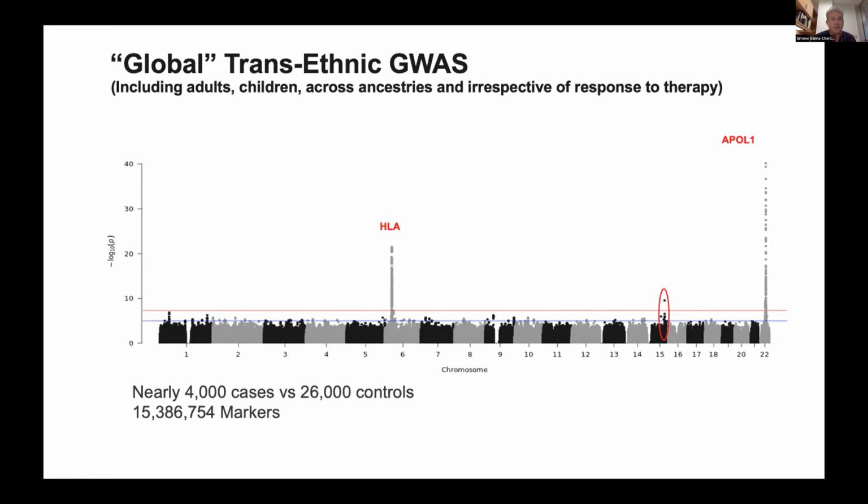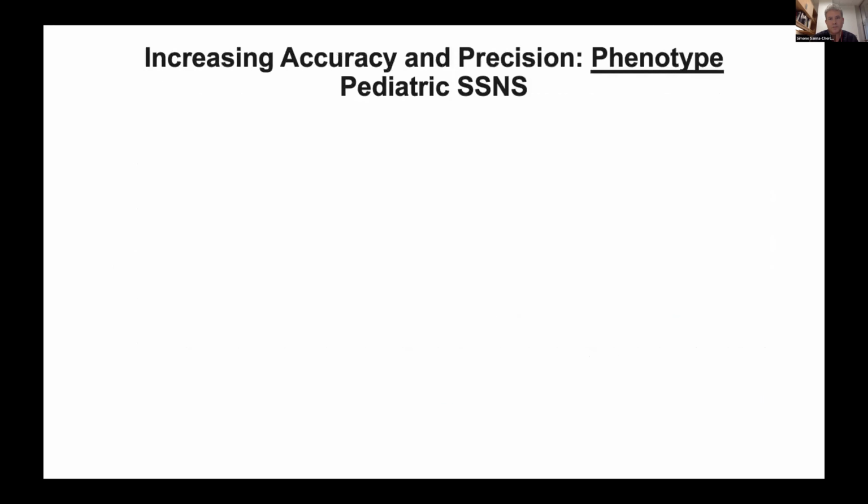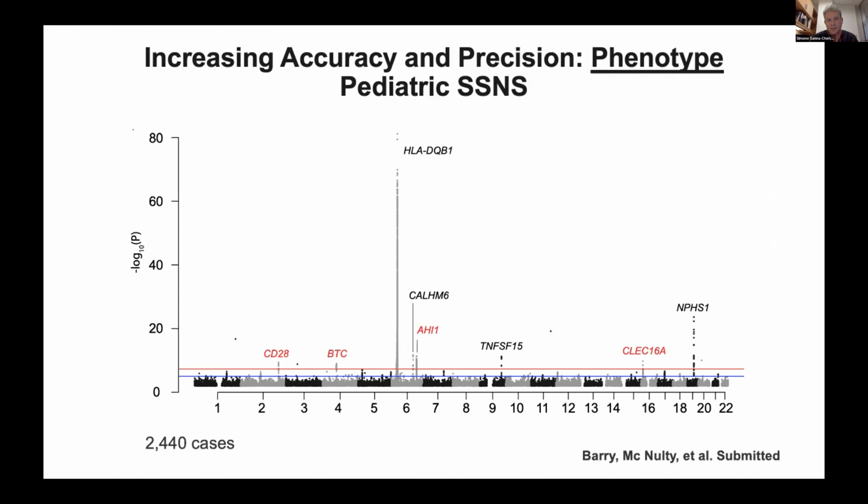So these include in reality adults and children across ancestry, irrespective of response to therapy. The idea is that they share some commonalities, perhaps we can find something. But my argument in this case is that, yes, maximizing your sample size, but reducing it in order to increase accuracy is actually beneficial. If you look at a simple parameter, the phenotype, and you reduce and look only at pediatric steroid-sensitive nephrotic syndrome, everything is completely different.